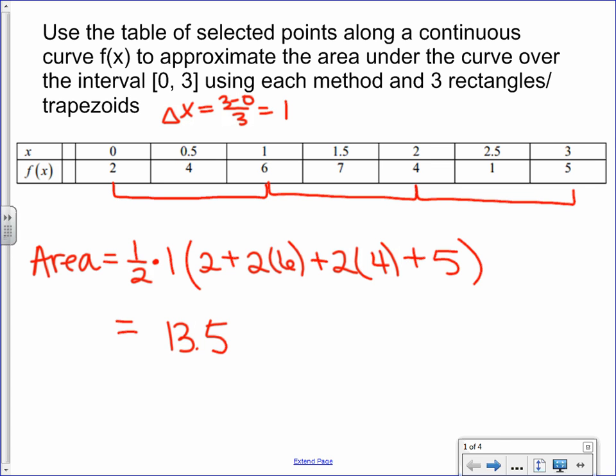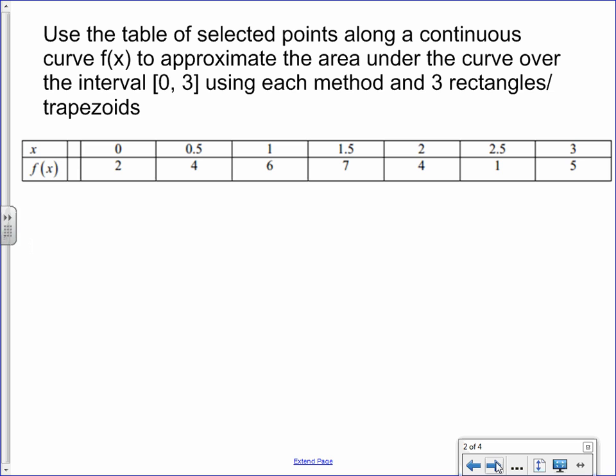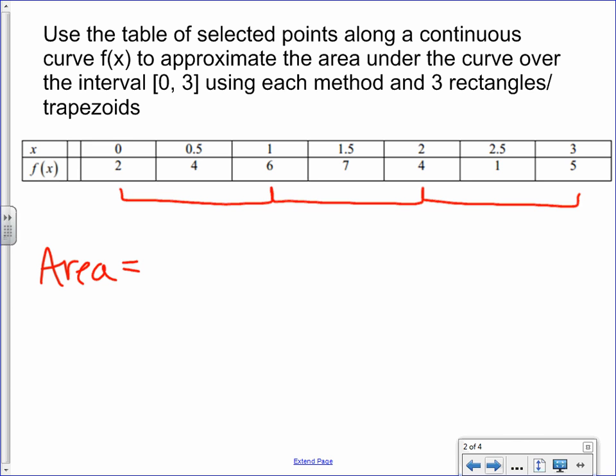What if I ask you to do this with left endpoint rectangles? You would only use 0, 1, and 2. I'm going to do this again for effect here. Our rectangles all have width of 1. Our first rectangle would have height of 2, because we're using the left endpoint. Our second rectangle has height of 6, our third rectangle has height of 4, so our area is 12.